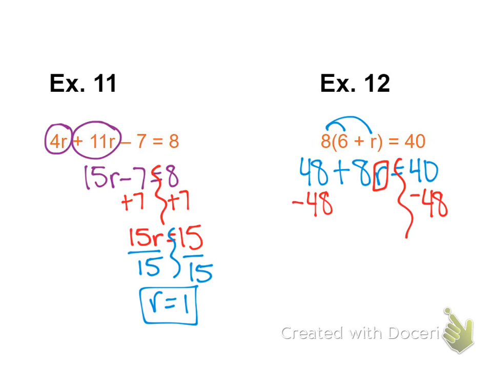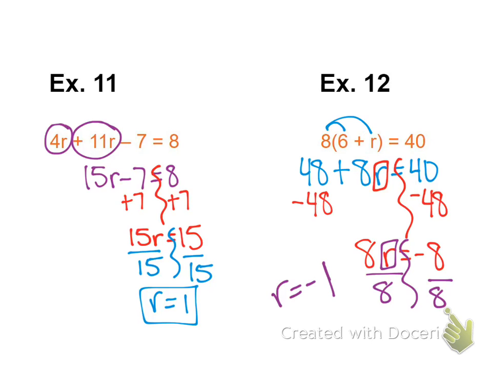All right, what are we left with? 8R equals negative 8. Last step. Divide both sides by 8. What do we get for R? R equals a negative 1. Very good. Make sure you have that negative sign. If you don't, it is wrong.